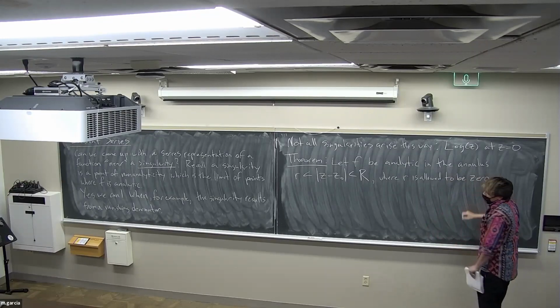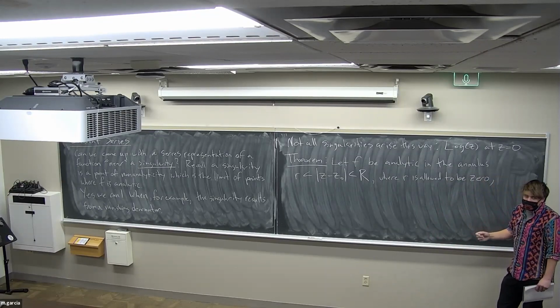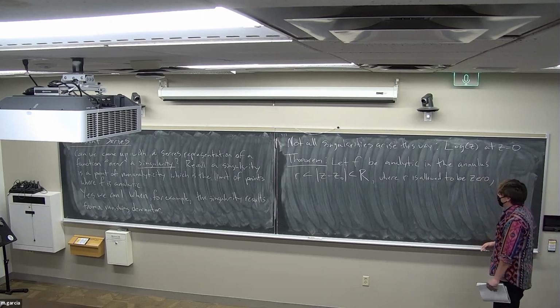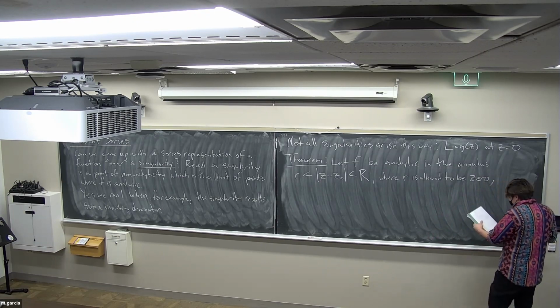In this case, what does our annulus become? Punctured circle? The punctured disk, exactly. Yeah, good. Okay.